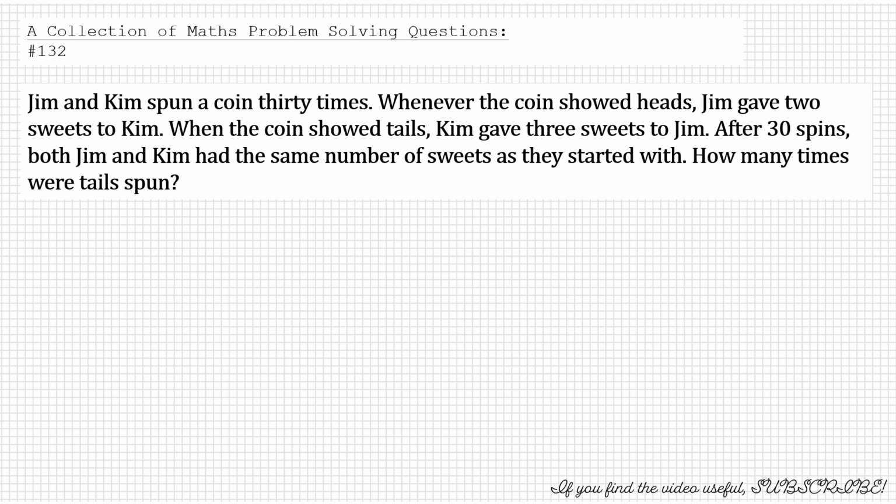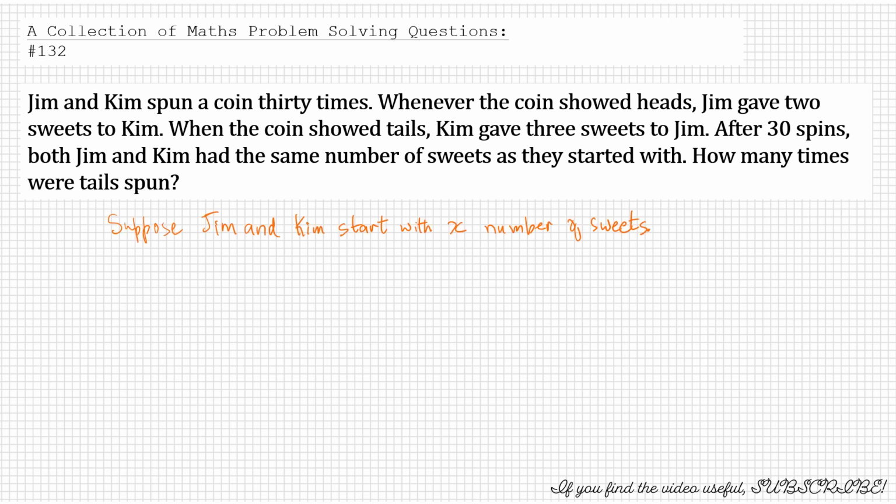Jim and Kim spun a coin 30 times. Whenever the coin showed heads, Jim gave 2 sweets to Kim. When the coin showed tails, Kim gave 3 sweets to Jim. After 30 spins, both Jim and Kim had the same number of sweets as they started with. How many times were tails spun?